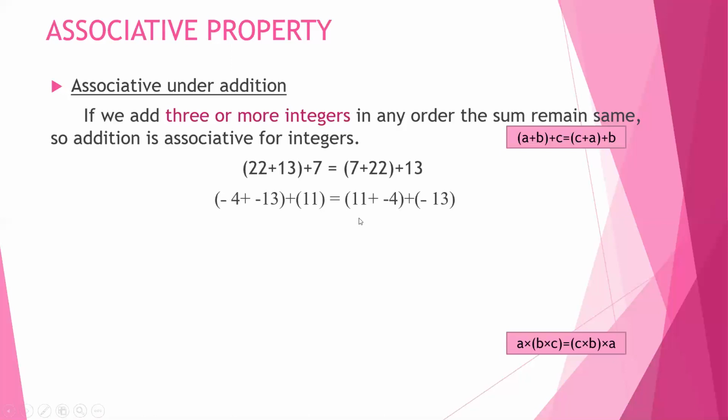So here it concludes. If we add 3 or more integers in any order, the sum remains same. So addition is associative for integers.